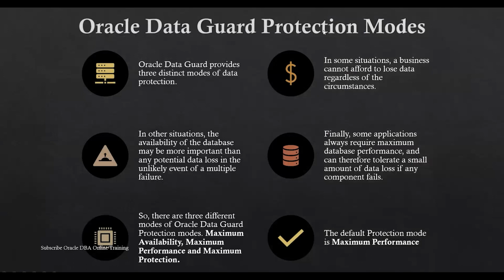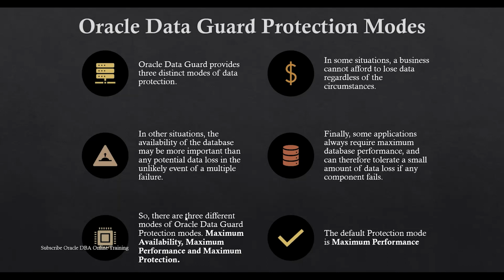So let's move to the next part, that is Data Guard protection modes. I think we have already covered this in our previous videos, but I'll cover it in this video as well. Whenever we talk about Data Guard protection modes, we have three different modes available: maximum availability, maximum performance, and maximum protection. So these three are the important Data Guard protection modes.